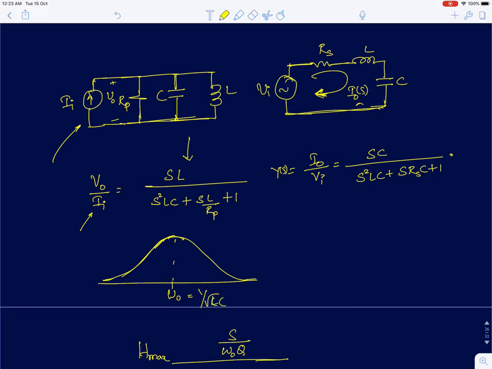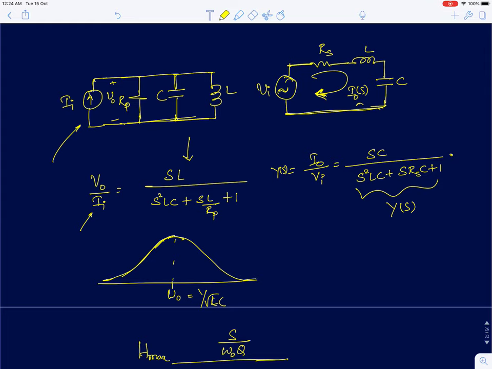In the same way, in a series RLC circuit, we fed a voltage source, and then we measured the current which was flowing in the series RLC circuit. So the output variable was current and input was voltage. And the transfer function here happens to be the admittance of the series RLC circuit. Now the admittance of a series RLC circuit is also a bandpass characteristic.